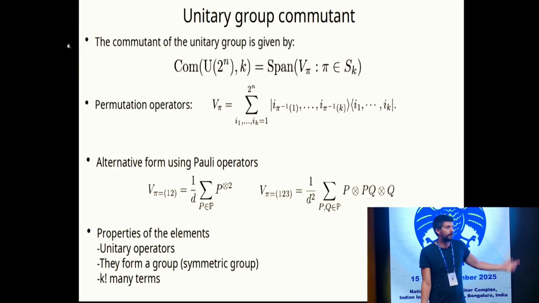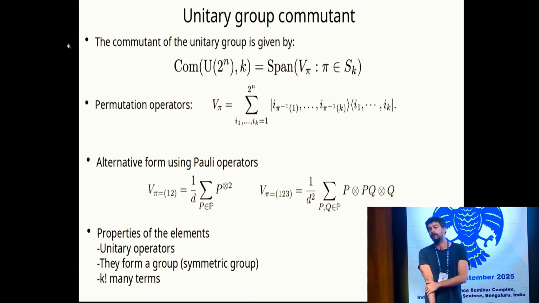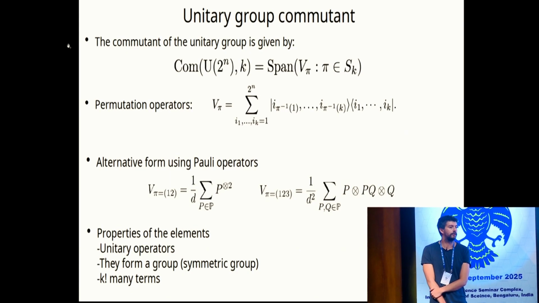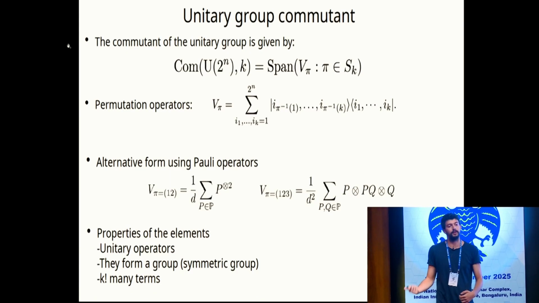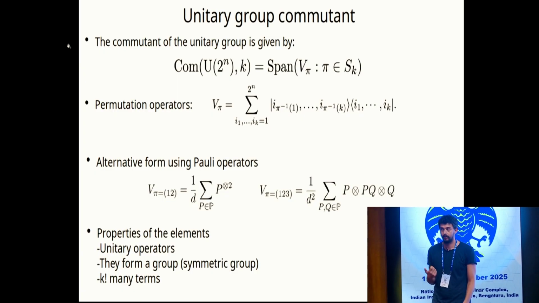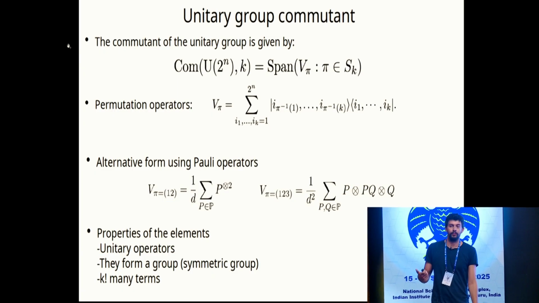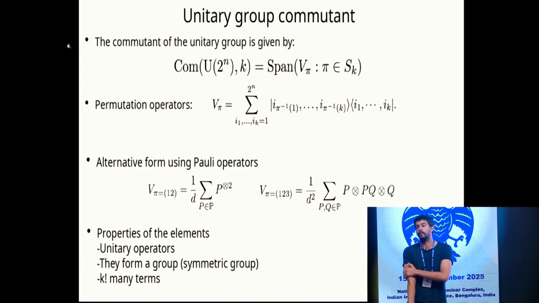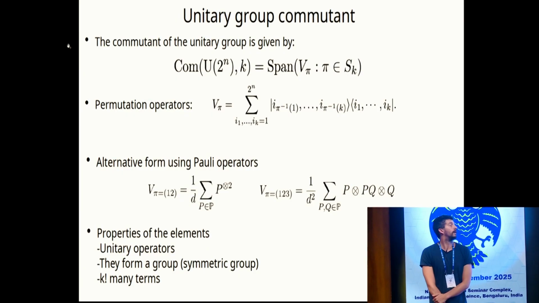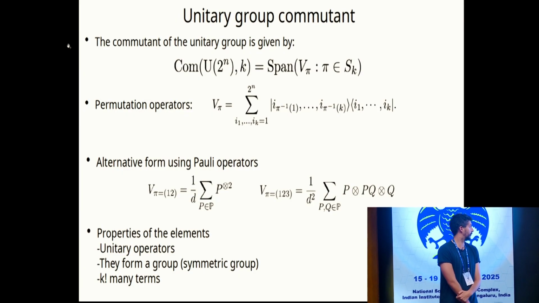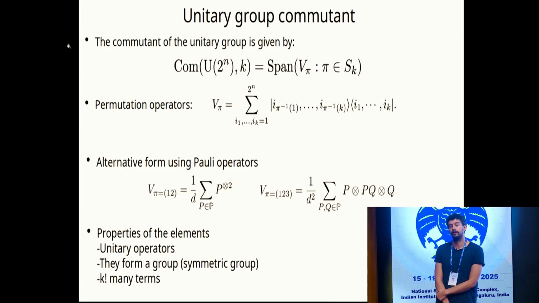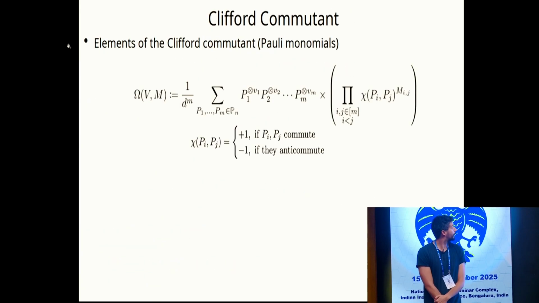So remember, we are considering different numbers of qubits, but actually the dimension of the commutant is independent of the number of qubits. So it doesn't increase when the number of qubits increases, which isn't true for most groups, but it is an interesting property of the unitary group that will also be present for the Clifford group.